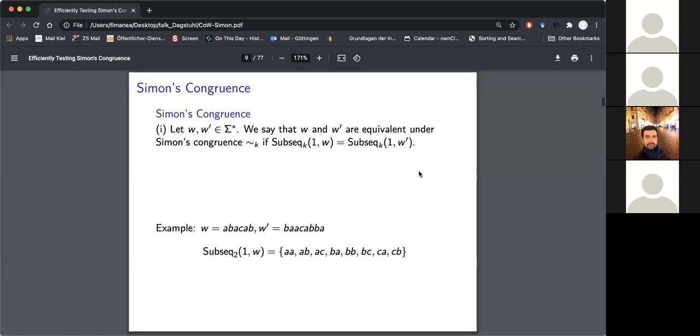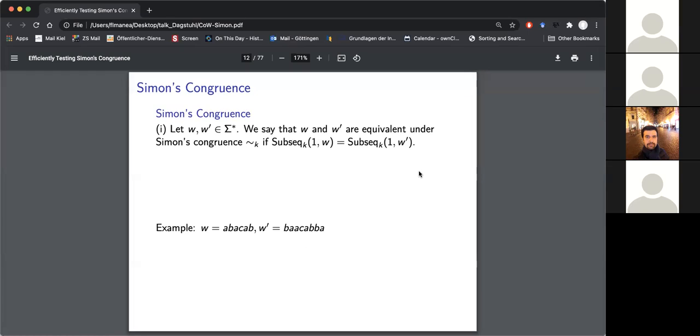Consider these two words here. If we look at the subsequences of length 2 of these two words, actually you can check that they are identical, so these two words have exactly the same sets of subsequences of length 2, and this means therefore that they are sim2 equivalent.